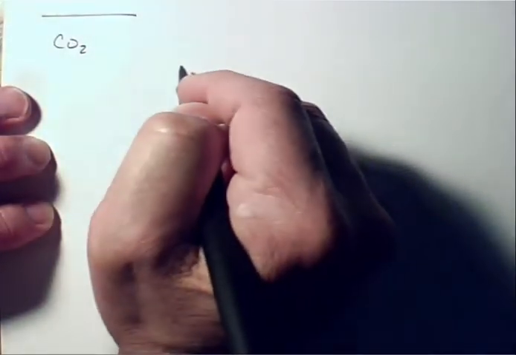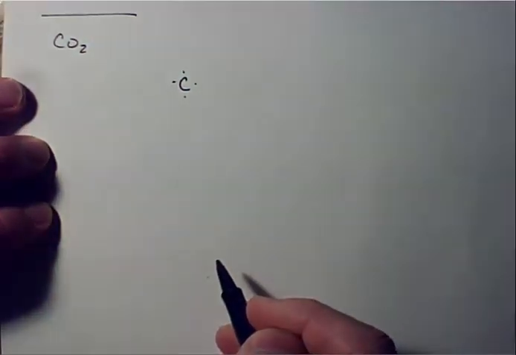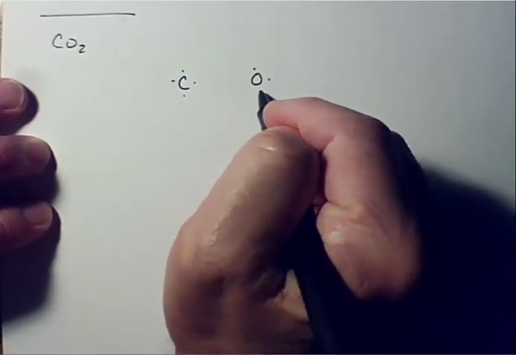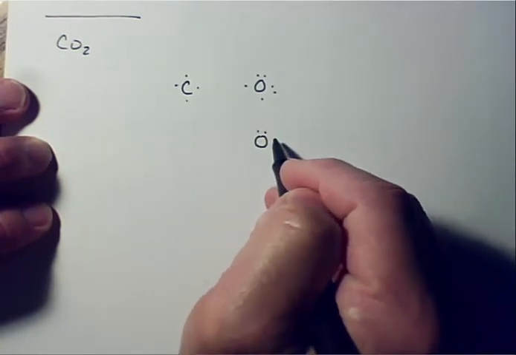So let's look at CO2. Carbon has 1, 2, 3, 4 valence electrons. Oxygen has how many? 6. 1, 2, 3, 4, 5, 6. And I need 2 oxygens, right?